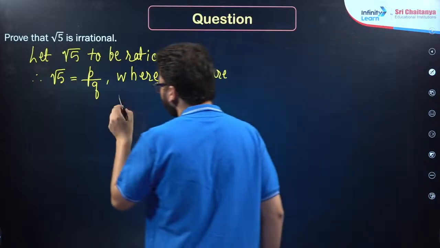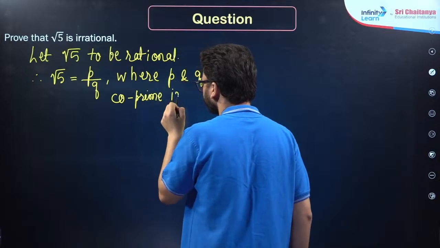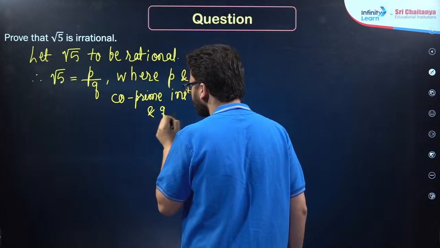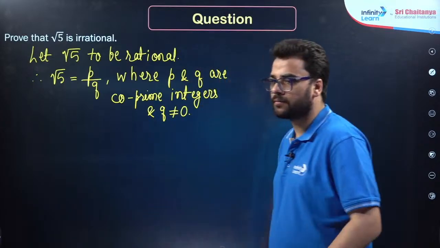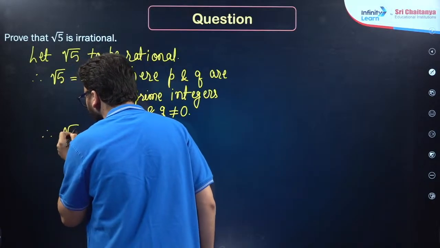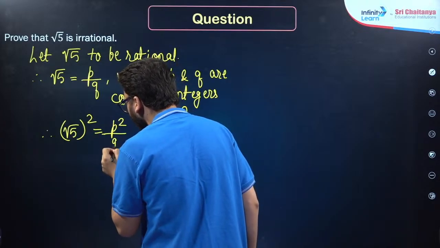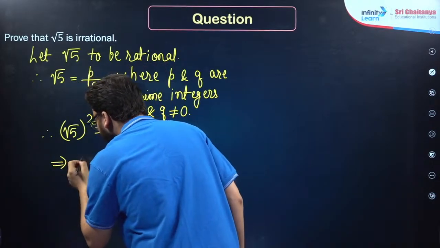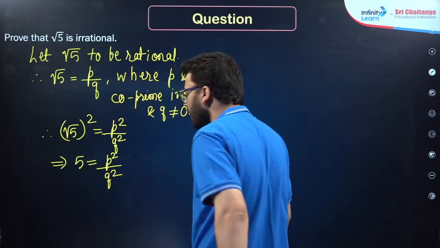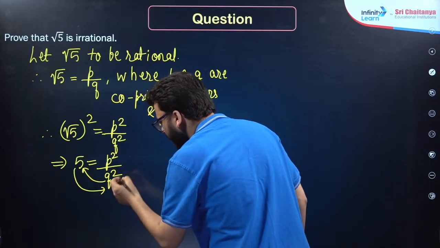So p and q are co-prime integers, and q is not equal to 0. Correct? Now, can we square both sides over here? Root 5 squared is equal to p squared upon q squared, or not? So from here, can we say 5 is equal to p squared upon q squared? Right? Now from here, if I take q squared over here and p squared over here, what will I get?